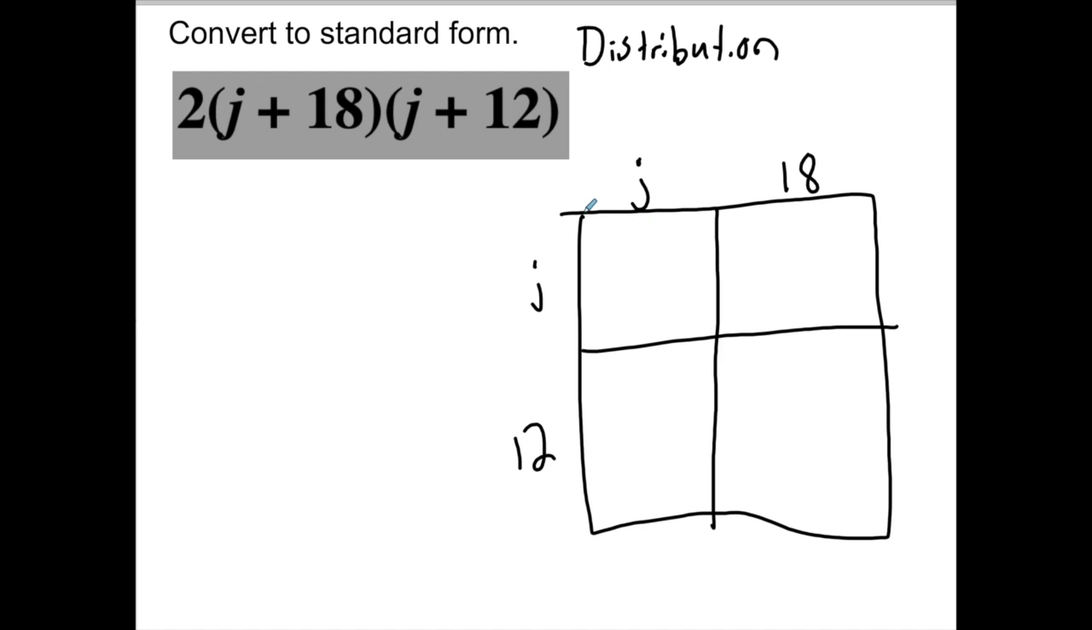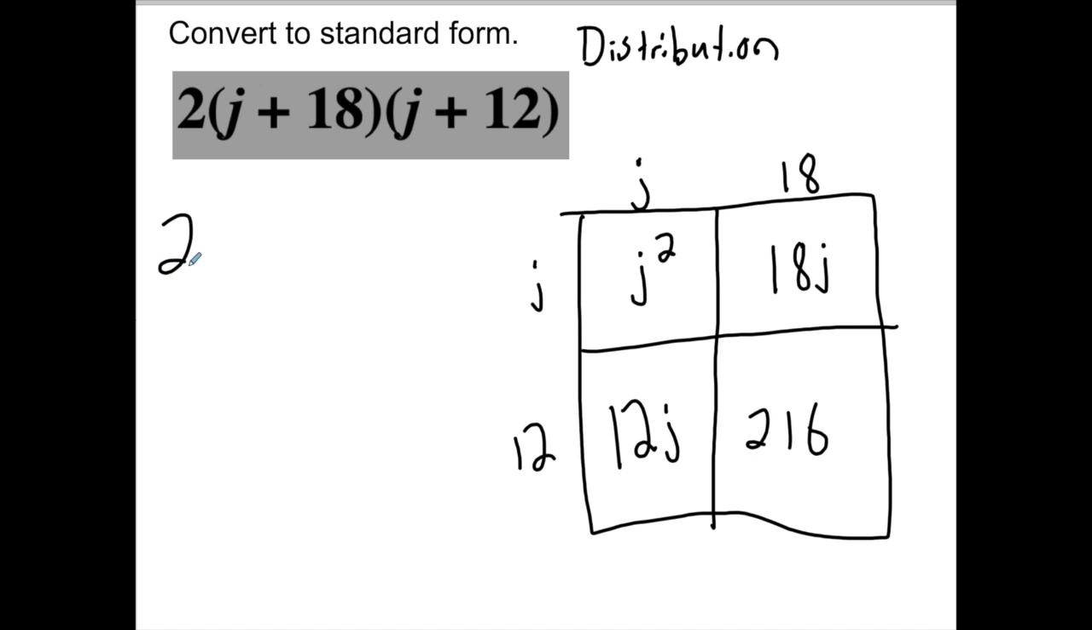So to find this, we're going to do the area of j times j, which is j squared. Here we have 18 times j, which is 18j. Here we have 12 times j, which is 12j. Here we have 18 times 12, and that would require a calculator. I would probably never ask you or expect you to do 18 times 12 in your head, though if you want to know how to do that, I won't discourage you. Okay? Now, I'll plug this in and I'll get j squared plus 12 plus 18, so that would be 30j plus 216.